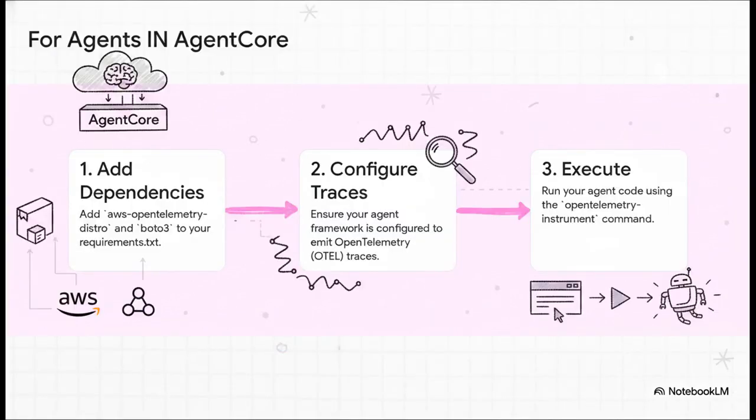Okay, so if you're inside AgentCore, life is good. The process is super streamlined. All you have to do is add the AWS Distro for OpenTelemetry, you'll hear it called ADOT, to your dependencies. Then you just wrap your agent's execution command with this one little command, opentelemetry-instrument, and poof, it handles all the auto instrumentation for you. It really is kind of magical.